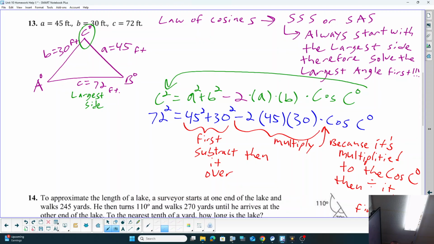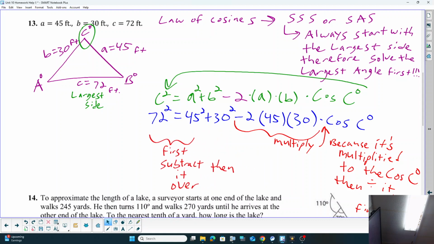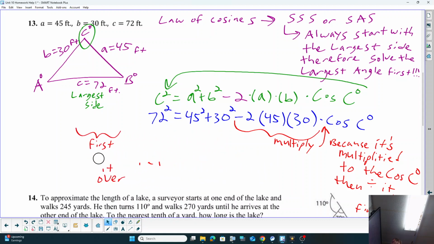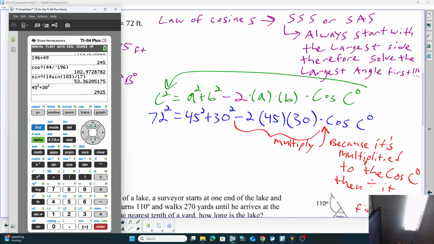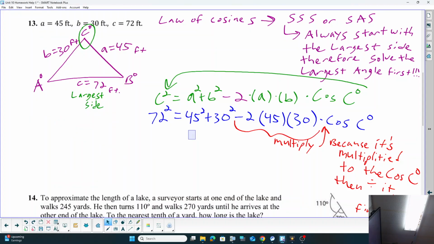That's how it rolls. So first, we're going to subtract it over. We're going to add those together, square them, add them, subtract it over, okay? Here we go. So we get out our calculator. We're going to do 45 squared plus 30 squared is 2925. So that's going to be 2925 there. And then we're going to minus the 2925 over to the other side.